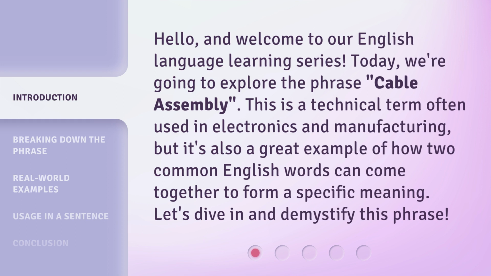Today, we're going to explore the phrase, cable assembly. This is a technical term often used in electronics and manufacturing, but it's also a great example of how two common English words can come together to form a specific meaning. Let's dive in and demystify this phrase.